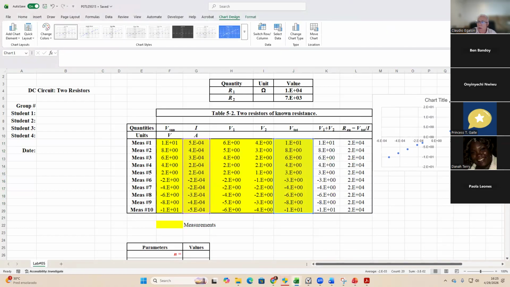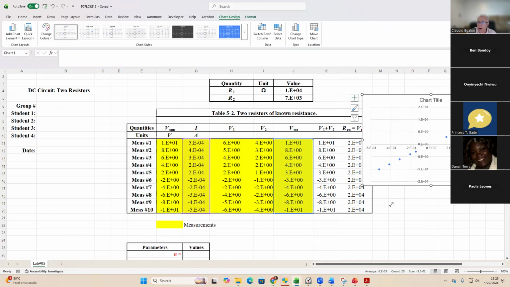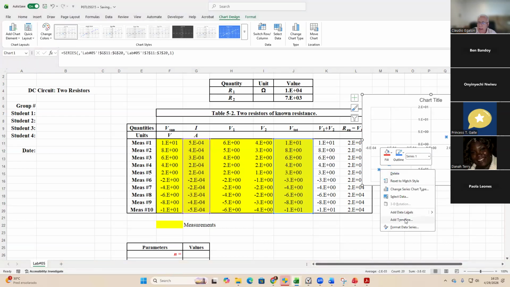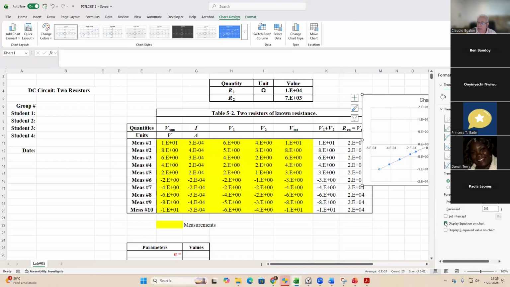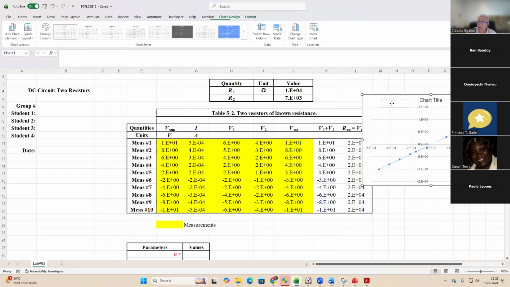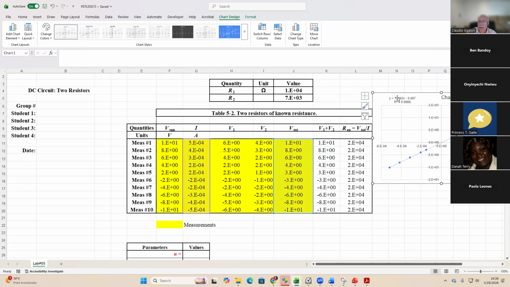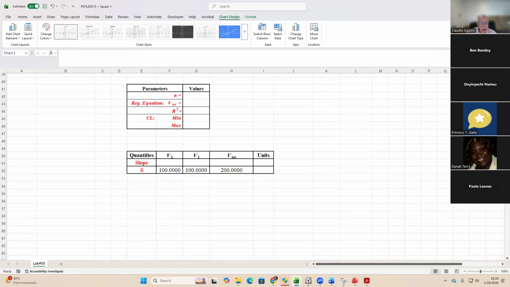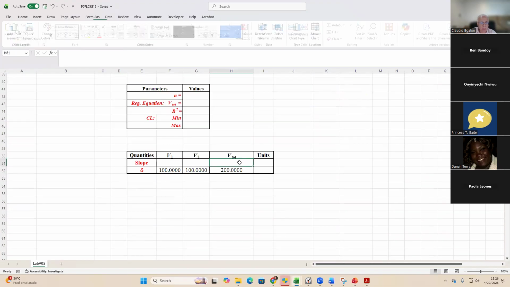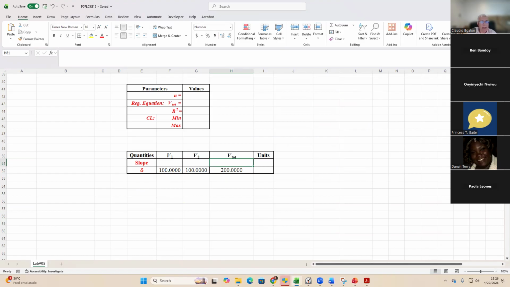Here's the graph. Okay? Click one of the data points, right click, add trend line, display equation on chart, display R square value on chart. Right? And I have it here. Once you do that, you're gonna get this slope, 19,342, and you are going to log this slope right in here in cell H51.